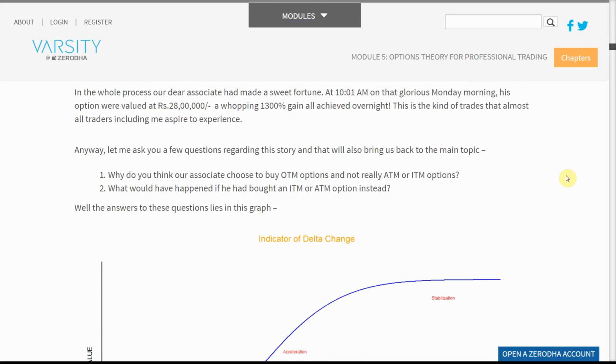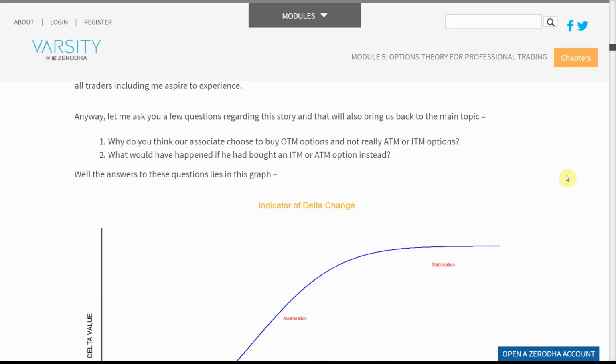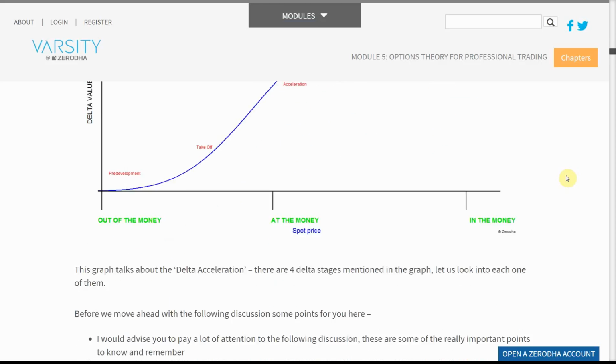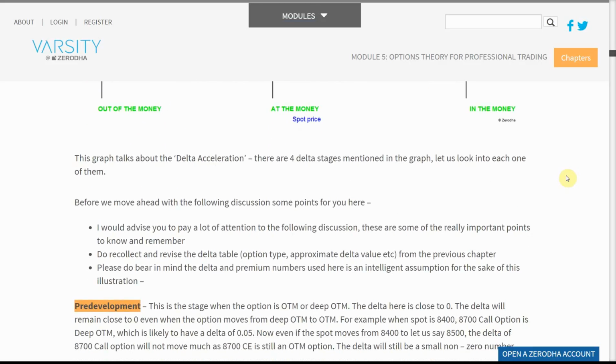Anyway, let me ask you a few questions regarding this story, and that will also bring us back to the main topic. Why do you think our associate chose to buy OTM options and not really ATM or ITM options? What would have happened if he had bought an ITM or ATM option instead? Well, the answers to these questions lie in this graph. This graph talks about the delta acceleration. There are 4 delta stages mentioned in the graph. Let us look into each one of them.